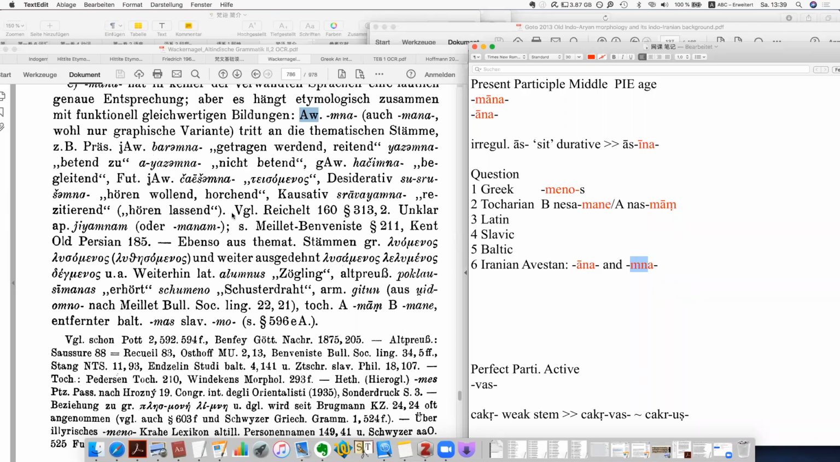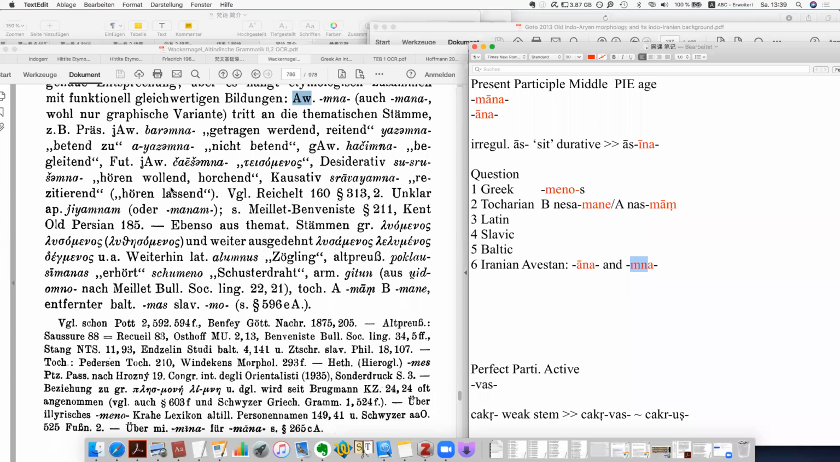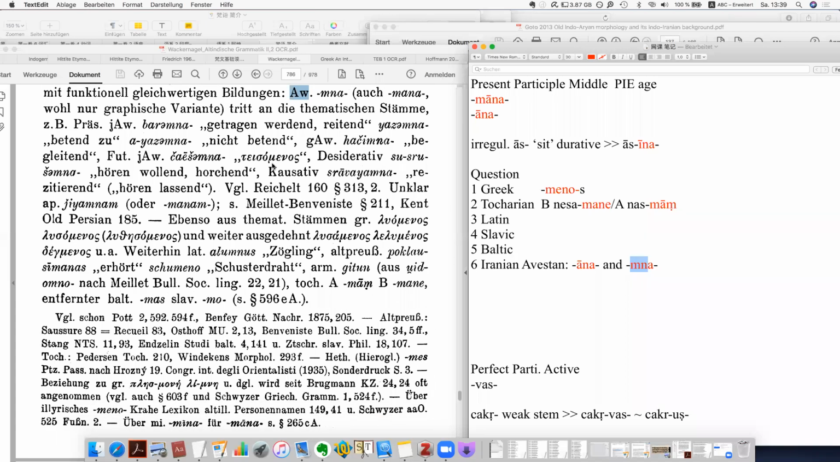And then he also mentioned a Greek form called nesa-mane, and in Avestan it's called Tocharian. So this is a very interesting correspondence because the Greek nesa is actually etymologically connected with Tocharian, right? Okay.